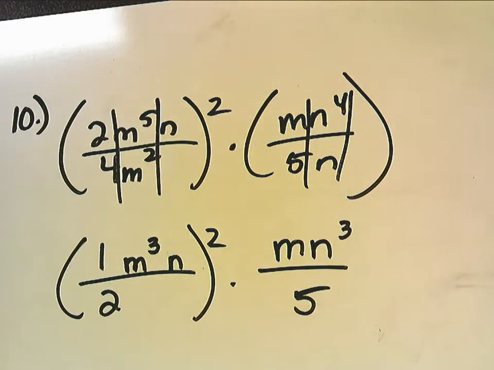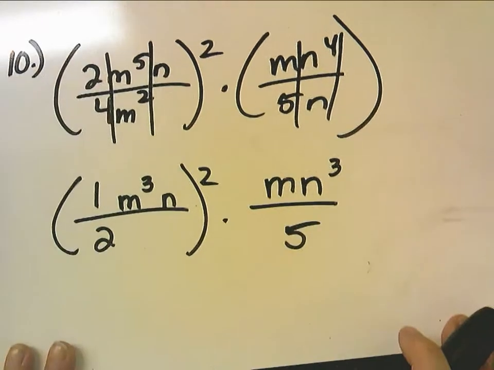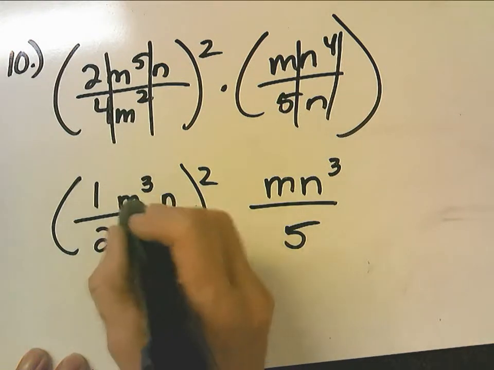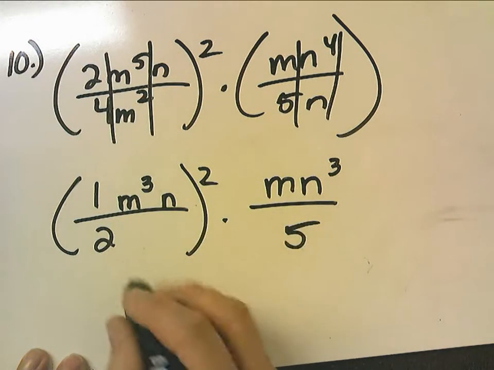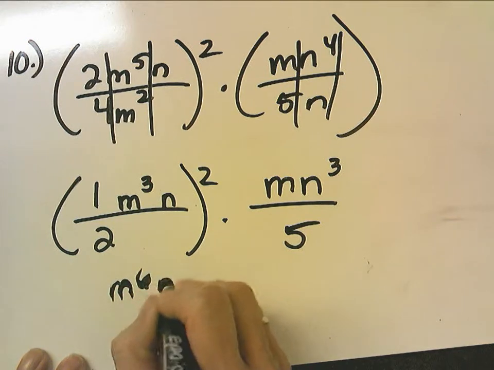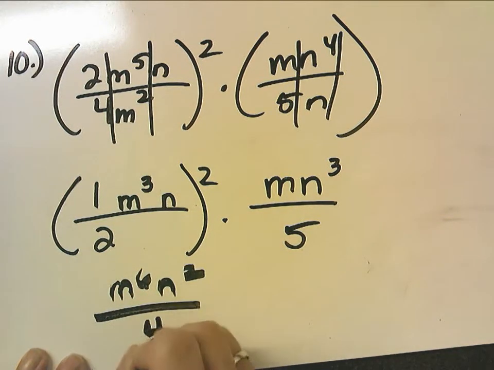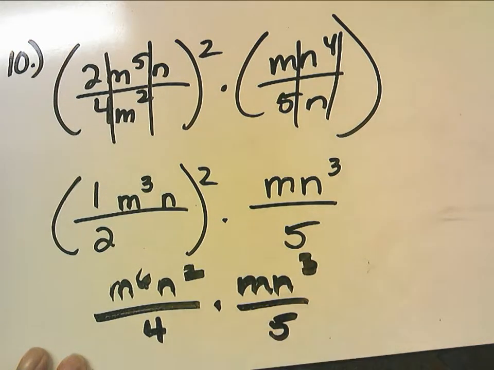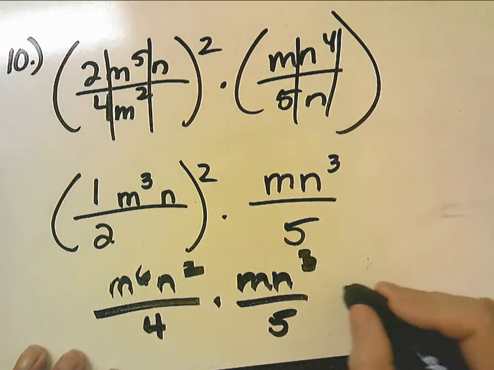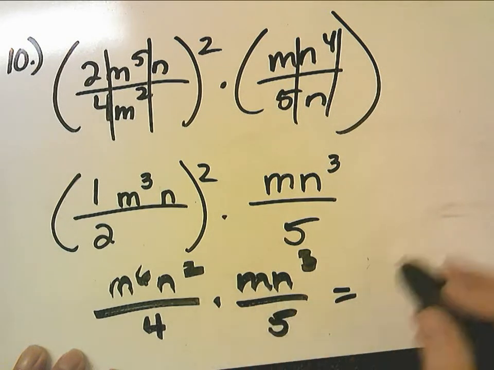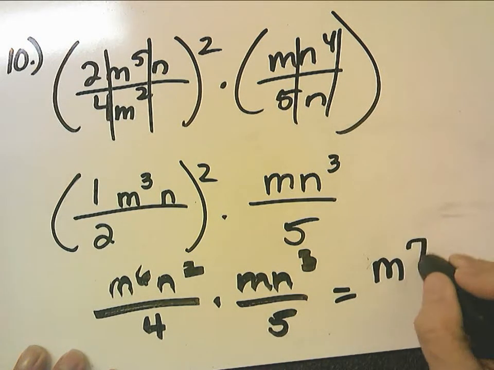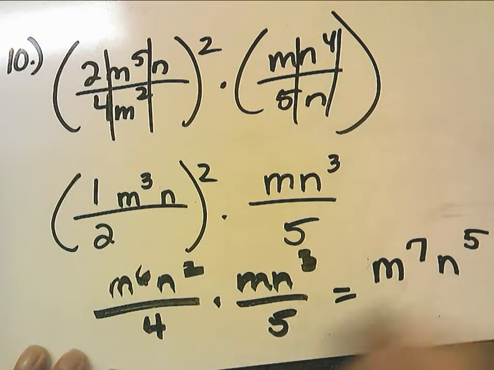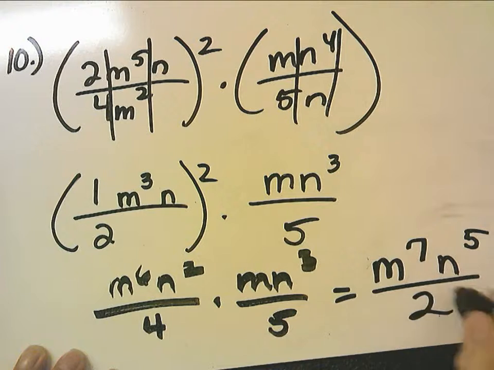Okay, now this becomes 1 squared is still 1. M cubed squared is m to the 6th n squared all over 4 times mn cubed all over 5. And now I multiply m to the 6th times m is m to the 7th. N squared times n cubed is n to the 5th. 5 times 4 is 20.